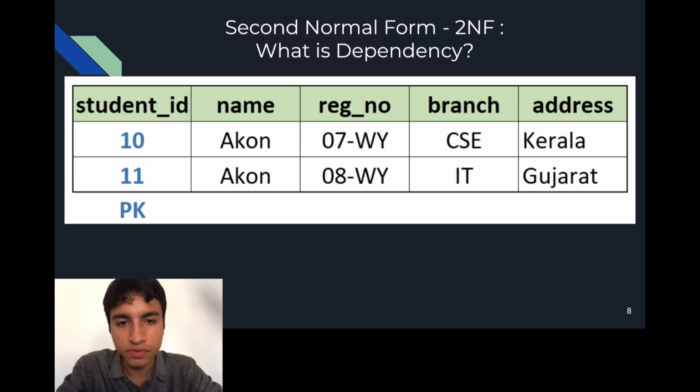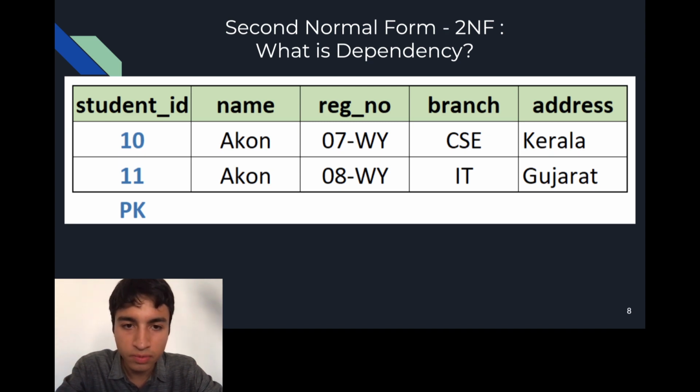Let's take an example of a student table with columns student ID, name, register number, branch, and address. In this table, student ID is the primary key and will be unique for every row. Hence, we can use the student ID to fetch any row from this table. So we can say that a primary key for a table is the column or a group of columns (a composite key, for example) which can uniquely identify each record in the table.